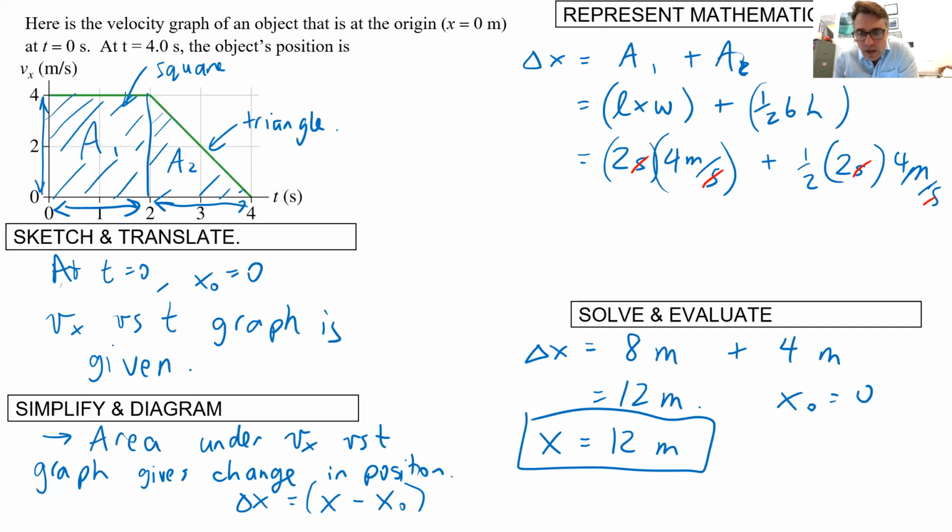Yeah, just the area under the graph is 12 meters, and so that gives you the distance traveled for 4 seconds.